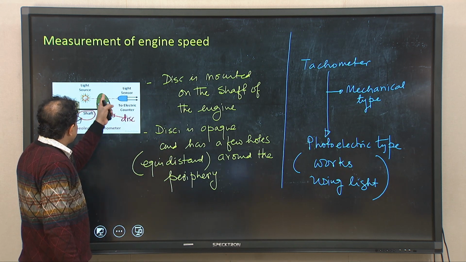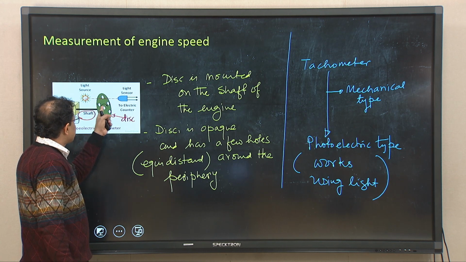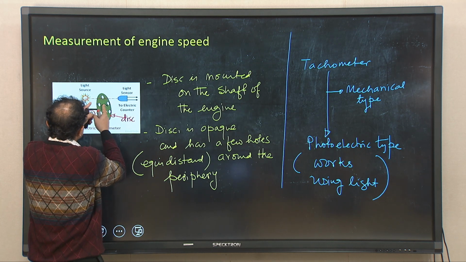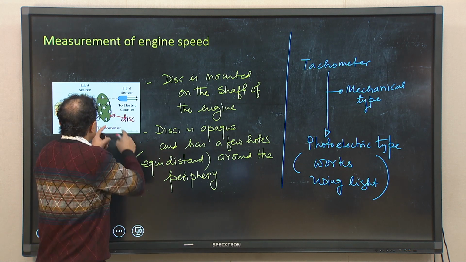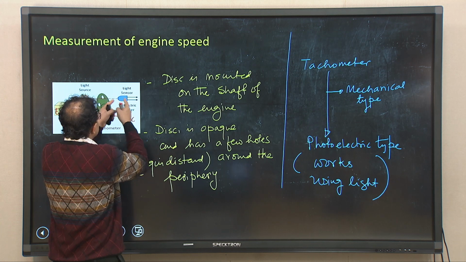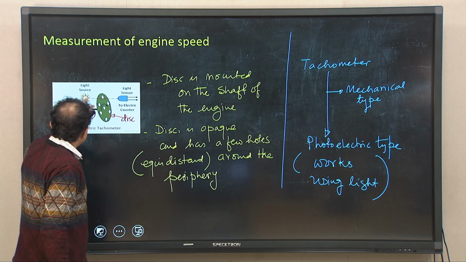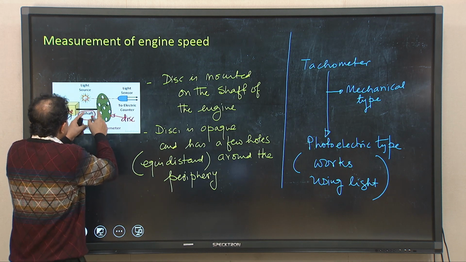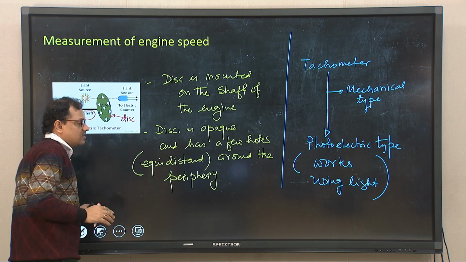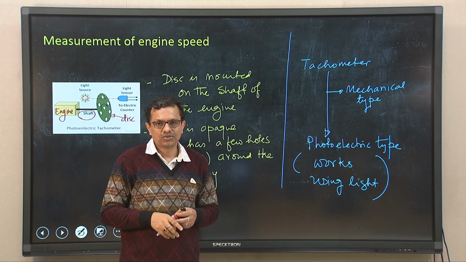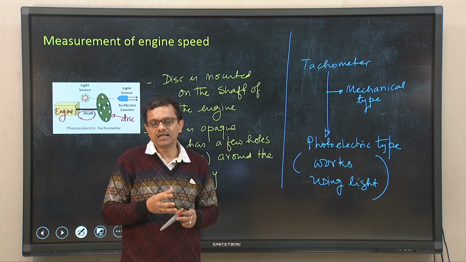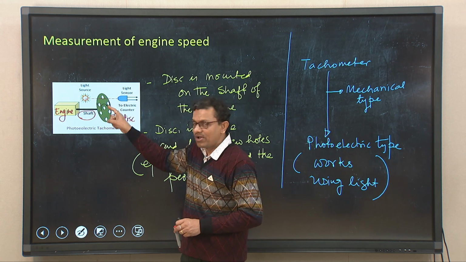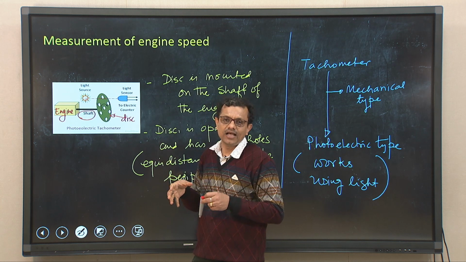So, this opaque disc is rotating continuously because the disc is connected to the shaft. The disc has a few holes around the periphery and the holes are equidistant. On one side of the disc there is a light source, and on the other side there is a light sensor. The arrangement is such that the light source, the center of the hole, and the light sensor, all three are in line with each other.